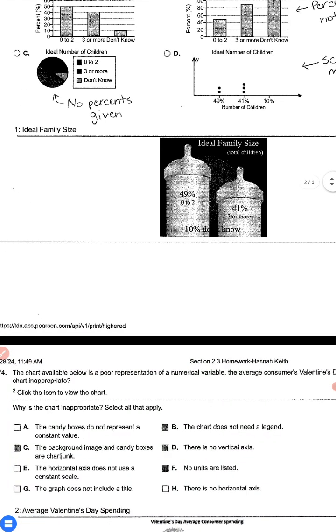Okay, so when I look at graph number 4, there's a couple different reasons why it is not a good graph. This is what we call a pictogram, and it uses pictures on our graph. Generally, that is not a good idea because pictures tend to be hard to read.